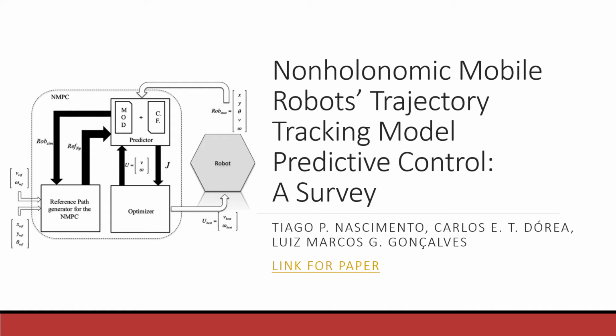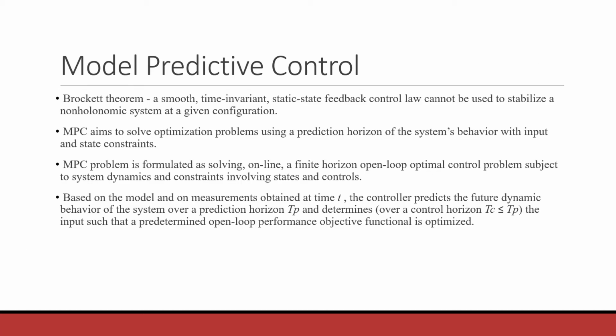Let's talk about the paper Non-Holonomic Mobile Robots Trajectory Tracking Model Predictive Control, a survey. According to Brockett's theorem, a smooth, time-invariant static state feedback control law cannot be used to stabilize a non-holonomic system at a given configuration. In the last 10-20 years, MPC theory has been trying to solve this control problem. MPC aims to solve optimization problems using a prediction horizon of the system's behavior with input and state constraints.